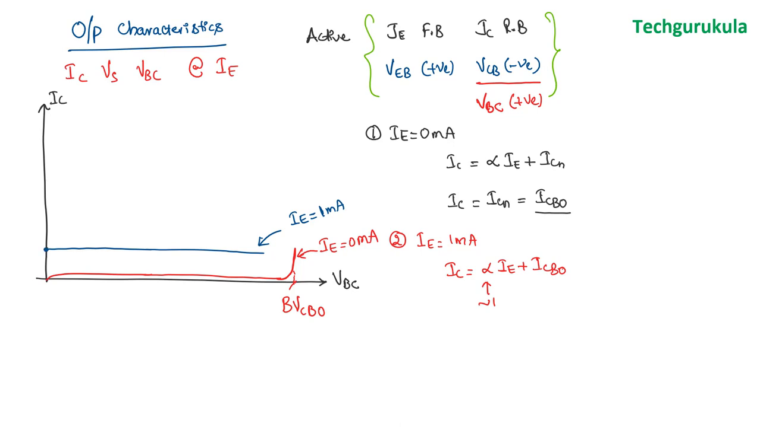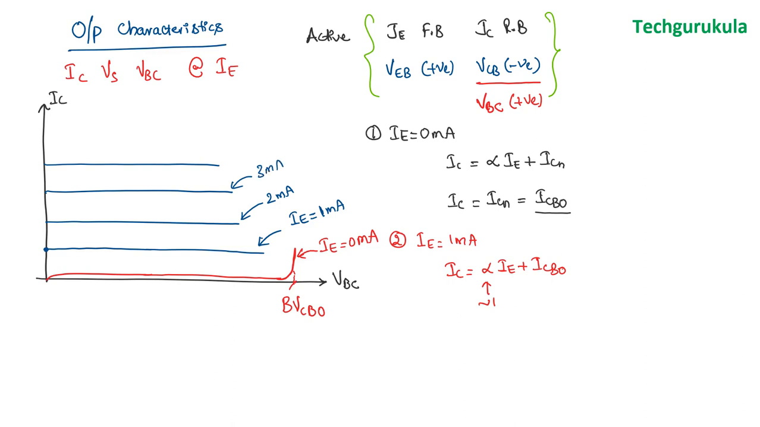Now we can draw corresponding curves for different values of IE. So this is corresponding to 2 milliamperes of emitter current, this is 3 milliamperes of emitter current, and this is 4 milliamperes of emitter current. Now if you see here, the emitter current is positive because there is forward bias at the emitter junction, and VBC is positive, which means VCB is negative, hence the collector junction is reverse biased.